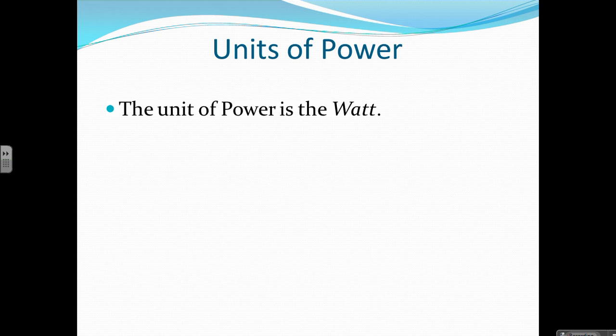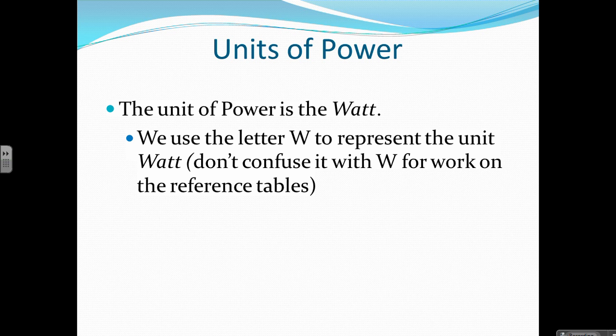The unit of power is the watt, and we use the letter W to represent the unit of watt. Don't confuse this with W for work. And what is a watt? A watt is a joule per second.